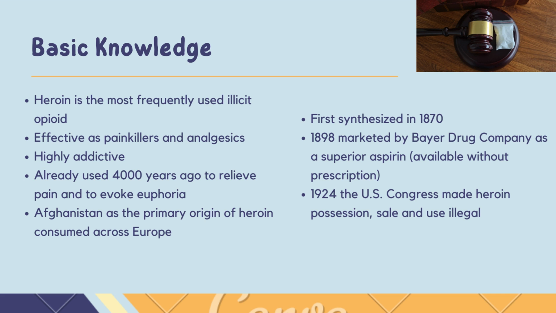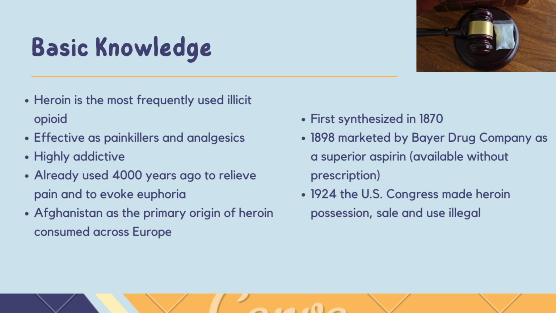Now I'm going to give you some basic information about heroin use. It's one of the most frequently used illicit opioids. It is very effective as a painkiller and analgesic, and is highly addictive. It was already used 4,000 years ago to relieve pain and to evoke euphoria. And Afghanistan is the primary origin country for heroin that is consumed across Europe.